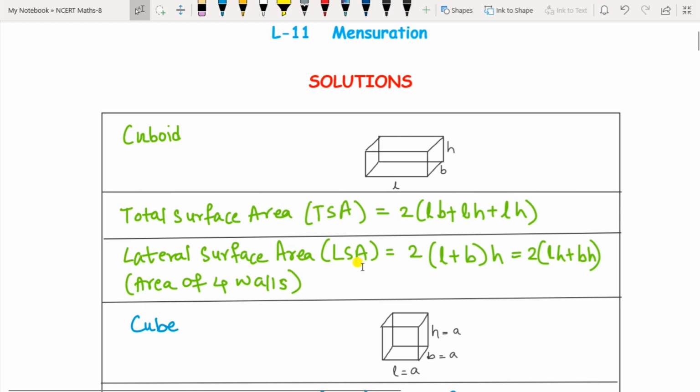So now you have understood what is meant by total surface area: all the 6 faces together, area of all the 6 faces together. It is called total surface area, and lateral surface means area of 4 walls. And since it is area, the units will be centimeter square or meter square.